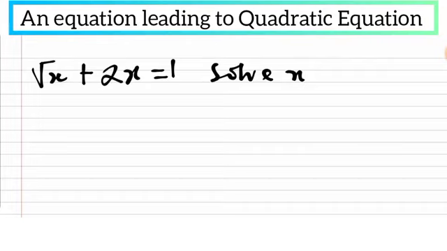Into this tutorial today we are going to be solving this particular problem on this board. So now the question said is to solve for the value of x.